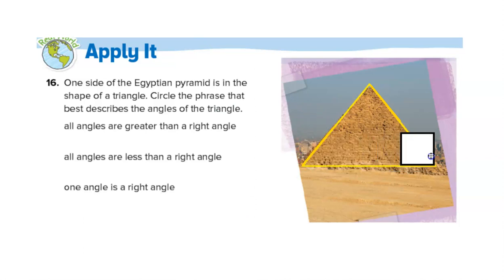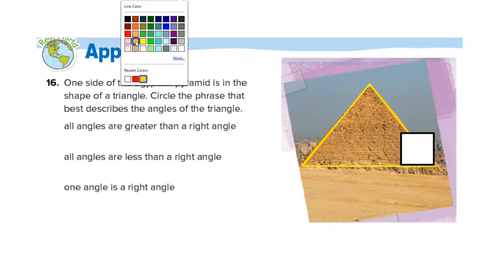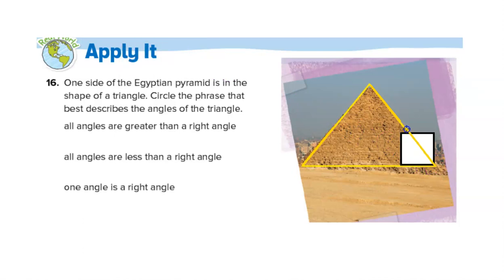Let's look over here. This looks similar or the same. This also is less than a right angle because the line for the triangle goes like this.